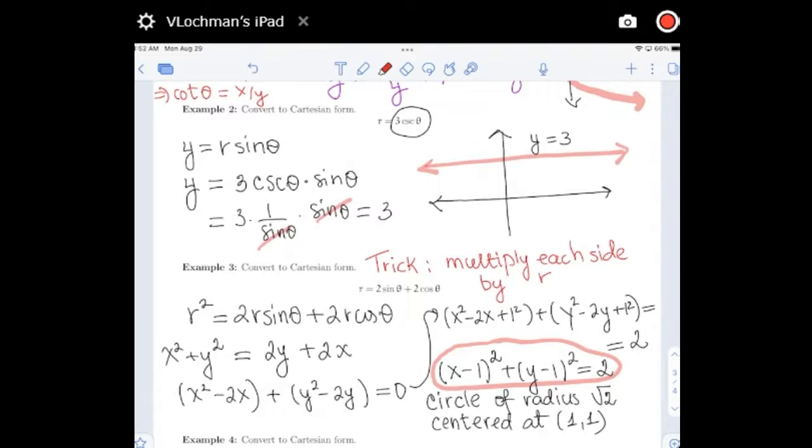So, examples 2 and 3. Take a moment, take a look at this. Let me know if there are any discussions or comments.